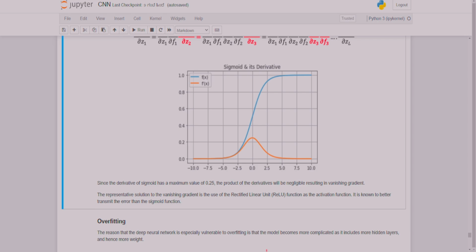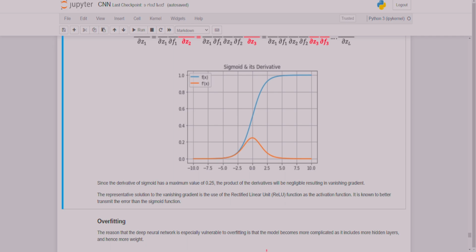The same point I have mentioned: the sigmoid derivative maximum is 0.25. So the product of the derivatives will become a negligible value, close to 0. The whole concept is called vanishing gradient. As for the solution, we have already plotted it, so I'm not going to show that again now. It's the ReLU function.